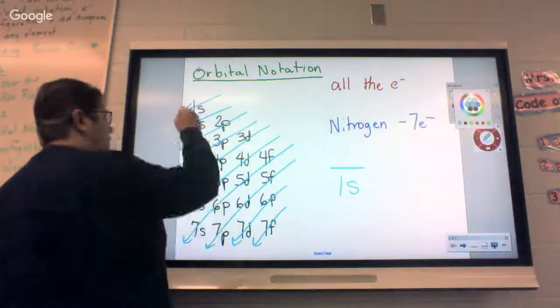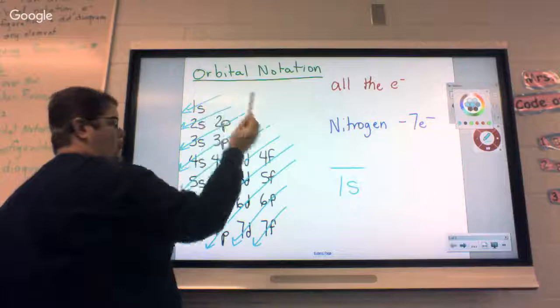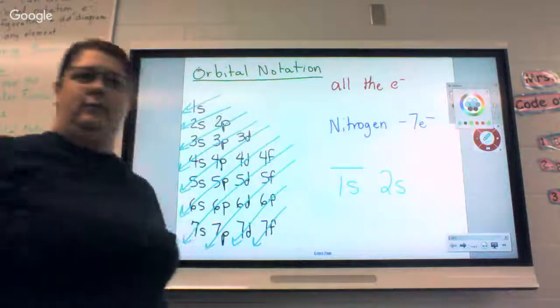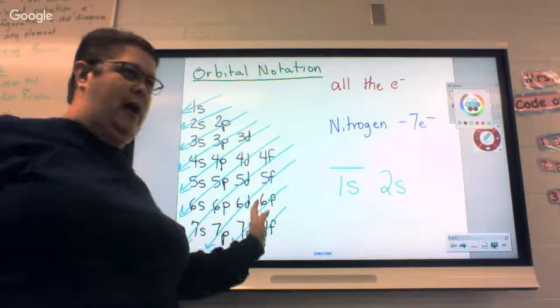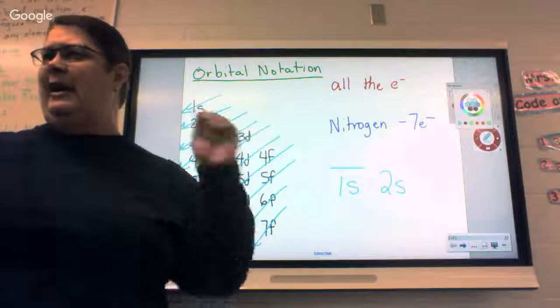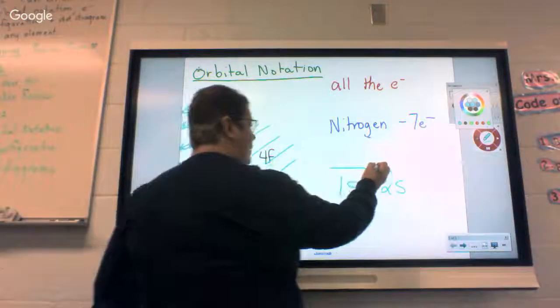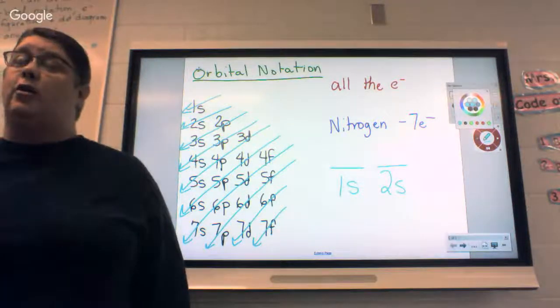Back to my chart. What comes after 1s? Back to the top, down my arrow, 2s. How many orbitals does 2s have? S only has 1 orbital, right? It doesn't matter that it says 1s. It doesn't matter that it says 2s. And S has how many orbitals? I draw one line above 2s. Now, how many electrons can go in an s orbital?